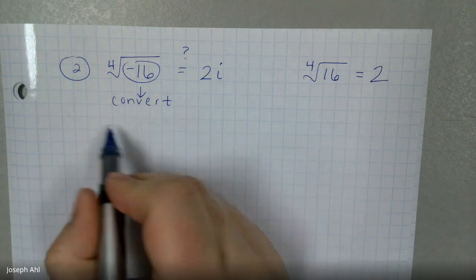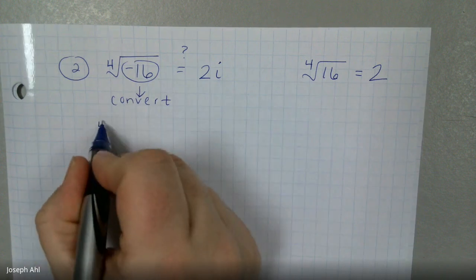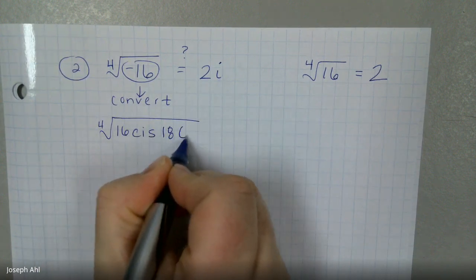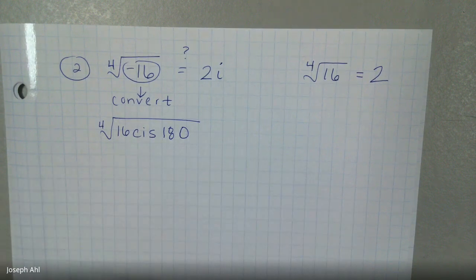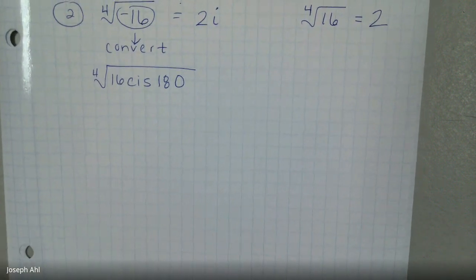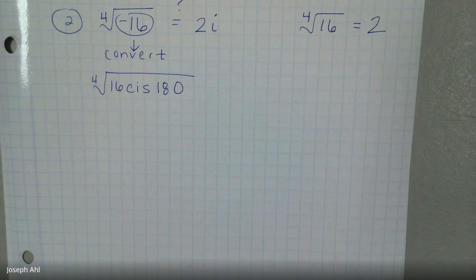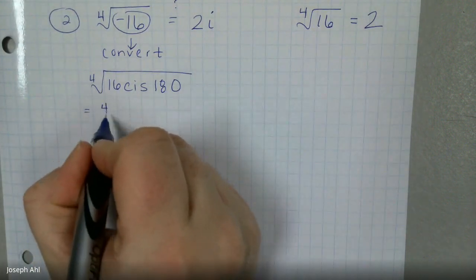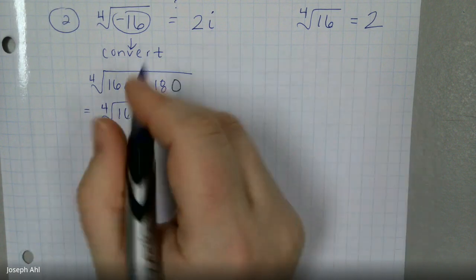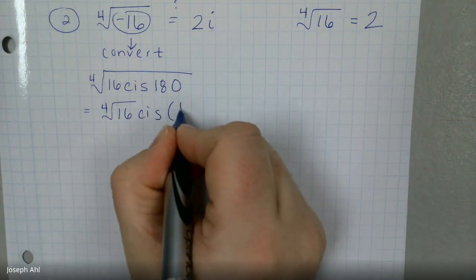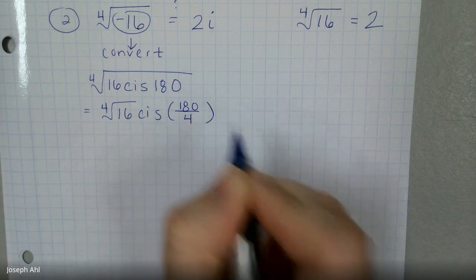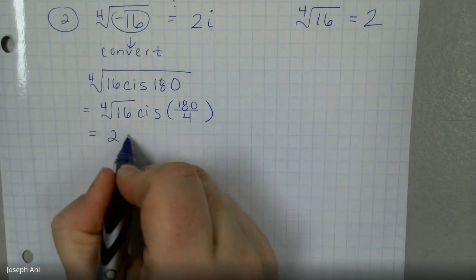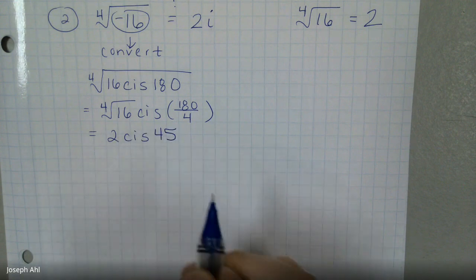Well, negative 16 is just 16 to the left, isn't it? So this would be the fourth root of 16 cis. The angle would be 180. Draw a picture if you need it for that. But that would turn into 16 cis 180. Well, if I now apply the rule, it would be the fourth root of 16, which I already told you what that was, cis, and then 180 is going to get multiplied by a fourth, or you can divide by 4. That would be fine too. Which turns into 2 cis 45.